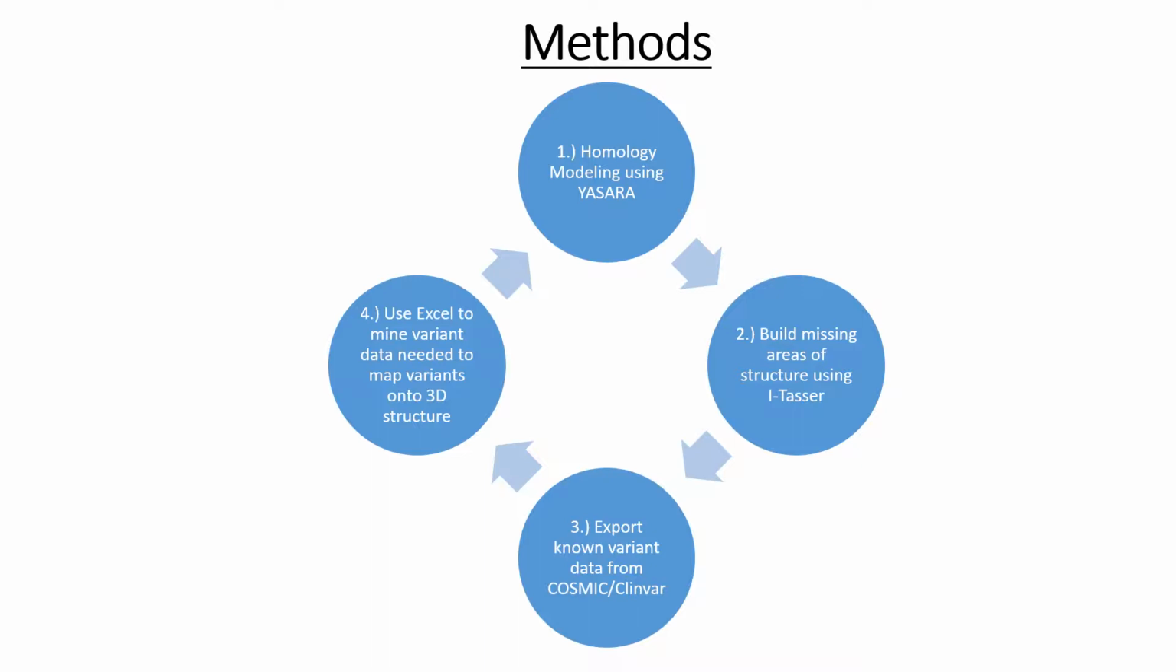known as YASARA. Once you have your initial template structure, you will build out any missing areas using a different program known as I-TASSER. Once we have a reliable model, we can start to pull known variants off of either clinical databases, or if we have a patient, we can take their specific variant and model it onto the model.